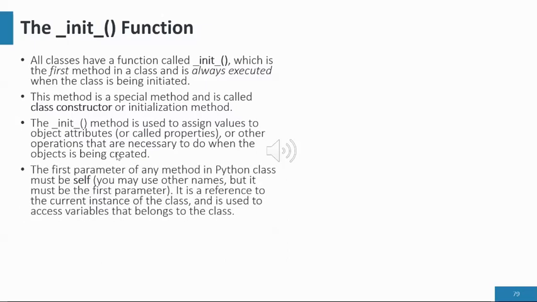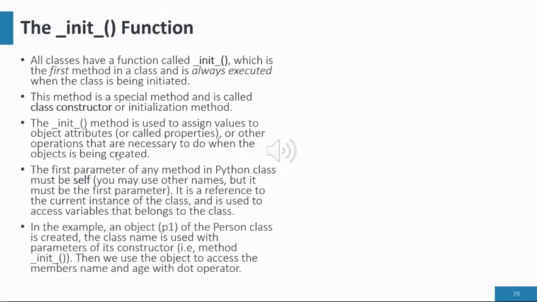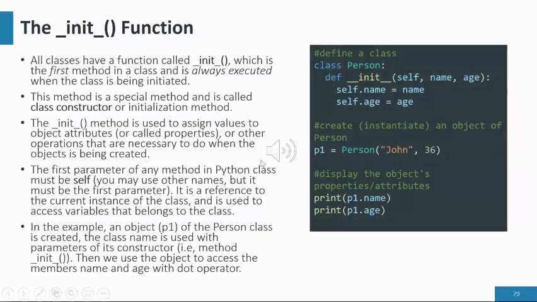The first parameter of any method in a Python class must be self. You may use other names, but it must be the first parameter. It is a reference to the current instance of the class, and is used to access variables that belong to the class. In the example, an object p1 of the Person class is created. The class name is used with parameters of its constructor, that is the method __init__. Then we use the object to access the members name and age with the dot operator.